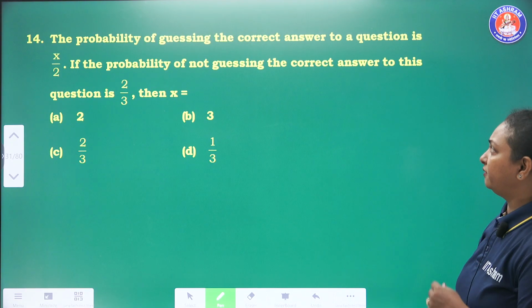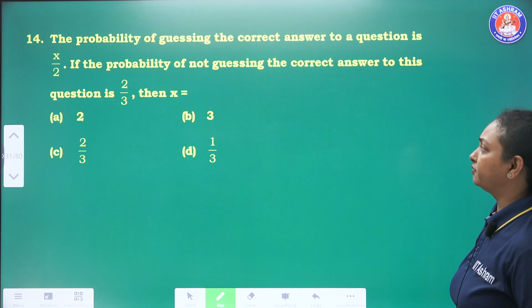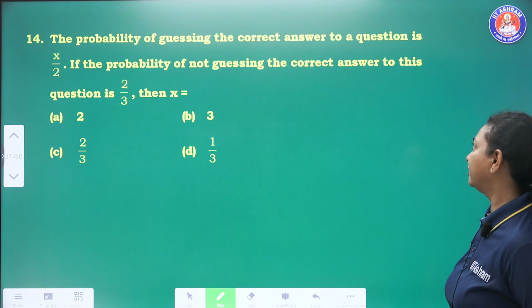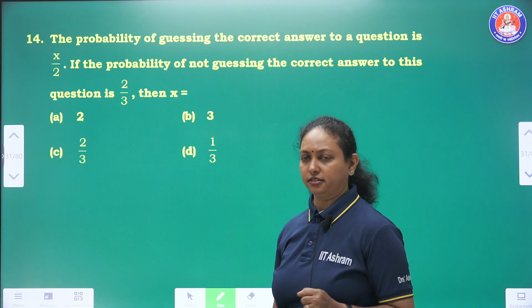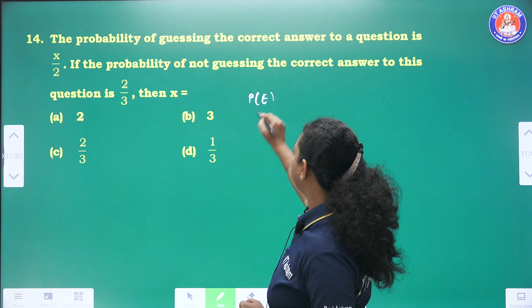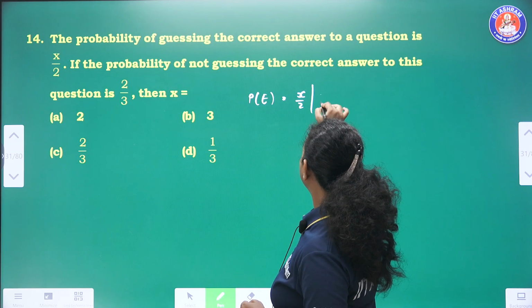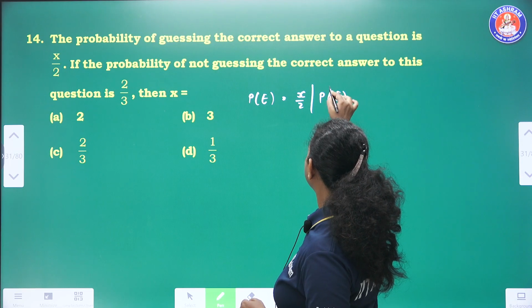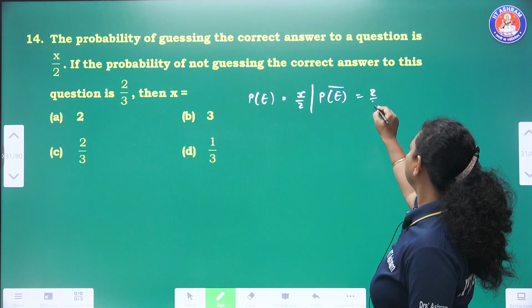What is the probability of getting the correct answer to a question is x by 2? If the probability of not guessing the correct answer is 2 by 3, then find the value of x. So as we know, the probability of guessing the correct answer is x by 2 and the probability of not guessing correctly, meaning guessing incorrectly, is 2 by 3.